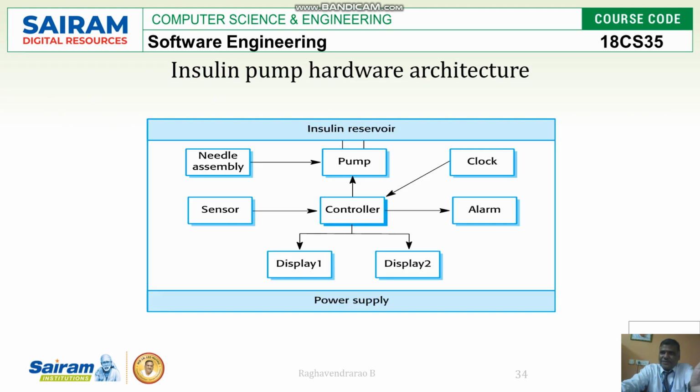So for this, the display will always be alarming. It is going to show whether low blood sugar or high blood sugar is there. Based on that, the controller gives the instructions to the pump on how much it should inject, whether it should be injected or ejected, based on the sensor data that it is getting.